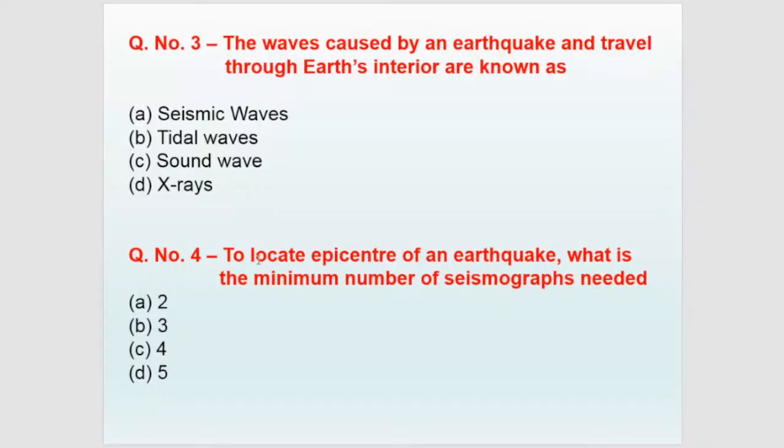Now coming to the next question. To locate the epicenter of an earthquake, what is the minimum number of seismographs needed? 2, 3, 4, 5. Mr. Ravi says 3. Yes, it is the correct answer. As I explained in my slide where I showed how to locate an earthquake, if we have 2, there are 2 points where the 2 circles will cut. So it is very difficult to point out which point is the location of the earthquake. That's why, to narrow it down, we use one more. If we add more, that is fine.